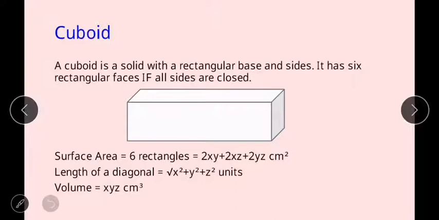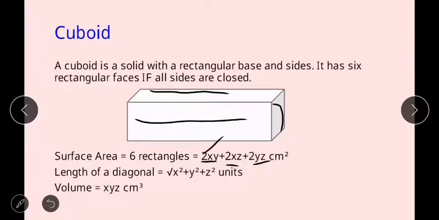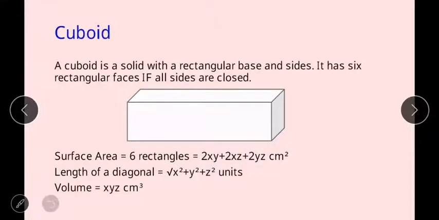So because of that, we know that this type of side occurs twice. This type of side occurs twice. And this side too occurs twice. So because of that, we have 2xy plus 2xz plus 2yz. Each of these 2s tells us that the sides that look similar are taken together. That is the formula to calculate the surface area of a cuboid.